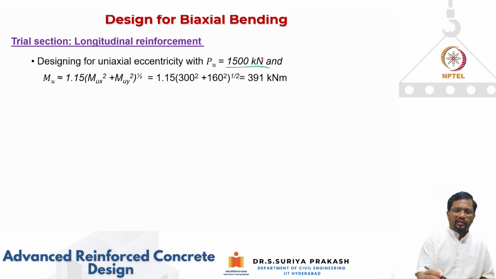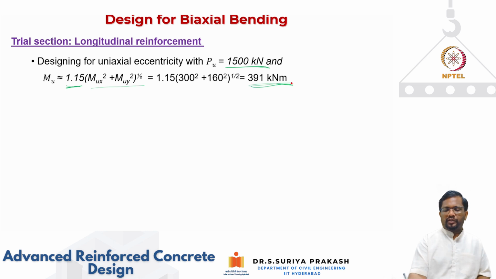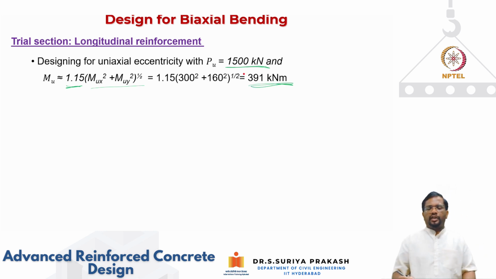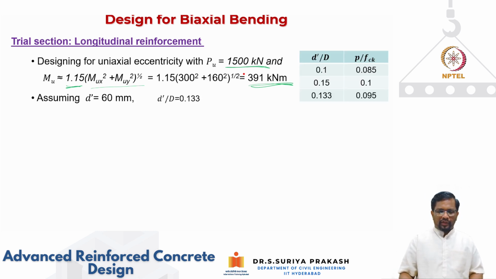So I'm taking a resultant as square root of MEX square plus MEY square, and I'm also slightly increasing it by 15-20 percentage and finding the demand. So this section has to be designed for P of 1500 kilonewton and bending moment of 391 kilonewton meter. Okay, so assume this D prime as 60 mm.